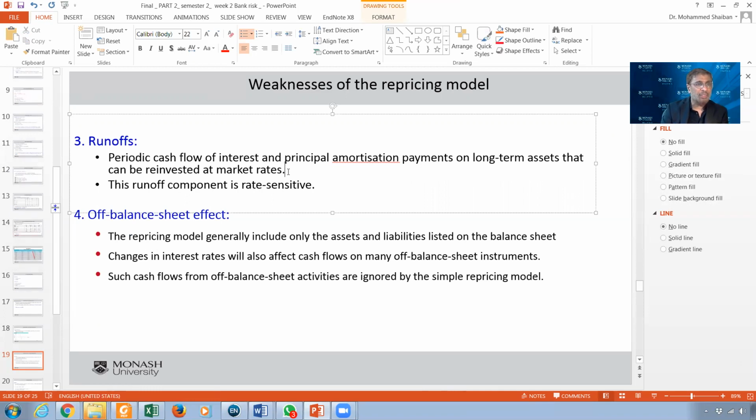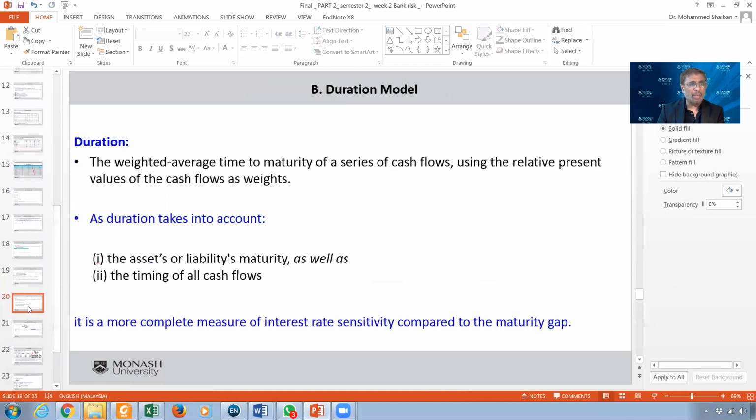The third thing is the off-balance sheet effect. The repricing model generally includes only the assets and liabilities listed in the balance sheet. Changes in the interest rate will also affect cash flows of so many off-balance sheet items. As I told you before, it can change all those derivative contracts. They don't take care of it. Such cash flows from off-balance sheet activities are ignored by the simple repricing model. So as you can see, all of those problems with the repricing model make it a little bit not strong, but very simple. Okay, we go now to the duration.